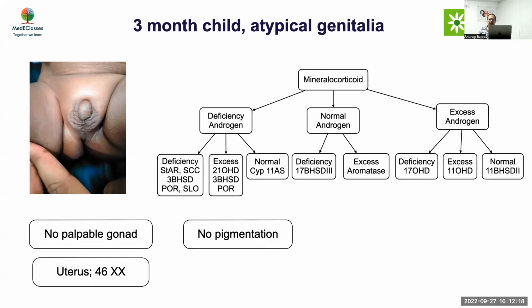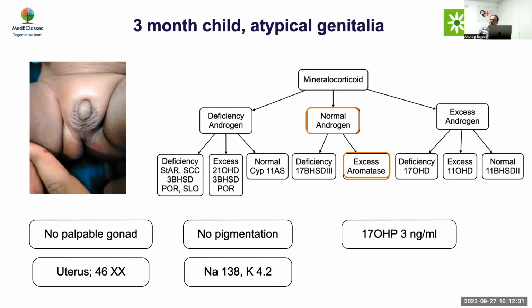Again, here there is no pigmentation. Sodium and potassium are normal. So mineralocorticoid level is normal and androgen levels are high. So this is aromatase. 17 OHP is normal, maternal virilization, aromatase. And the clue which we got, I think you worked up this case, was that there was no increase in phallic size from birth till this point. So this is classically aromatase deficiency.